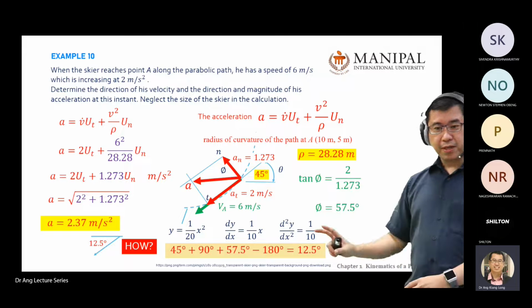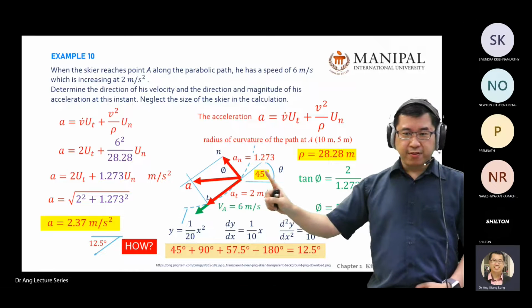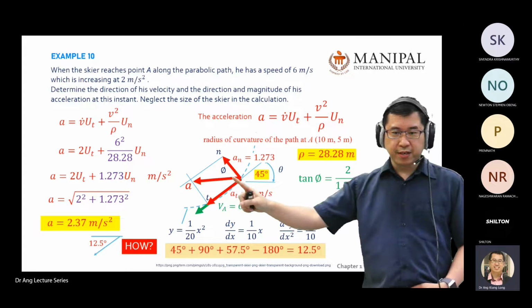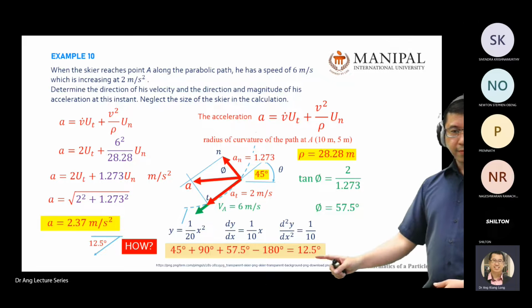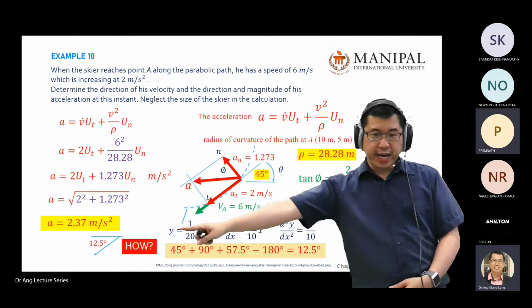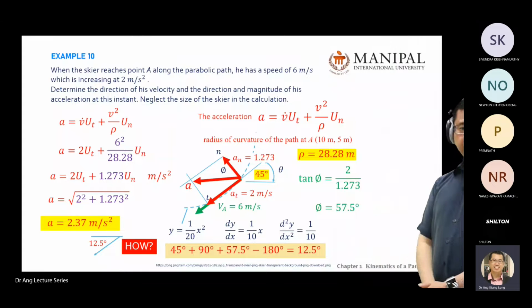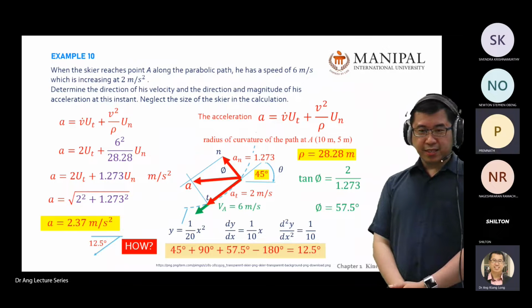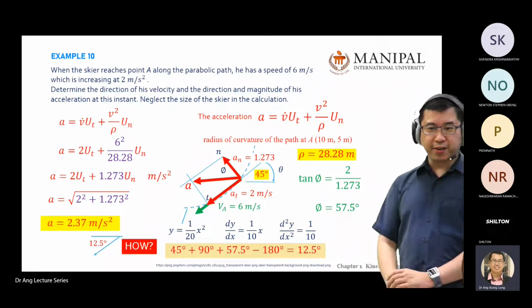Maybe I give you 10 seconds just to look at this equation. Look at this diagram, 45, 90 degrees, and the angle that you just found, 57.5 here. Then to find the angle of your acceleration, you minus 180. Any one of you need me to explain? Can you explain it again, sir? Okay, you don't understand how to get 12.5 degrees, is it?